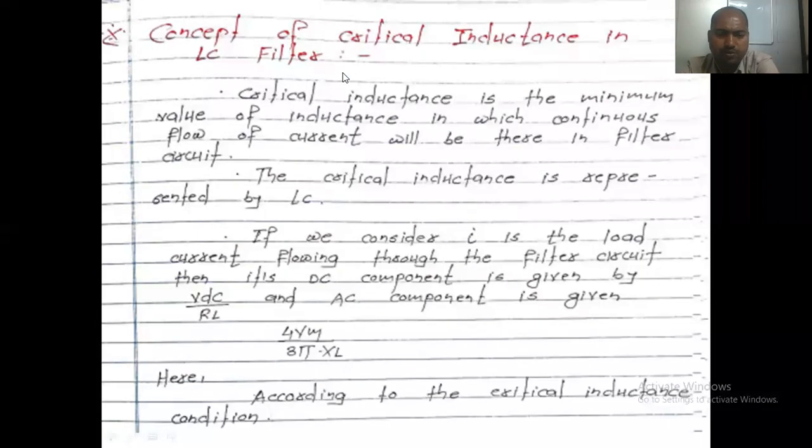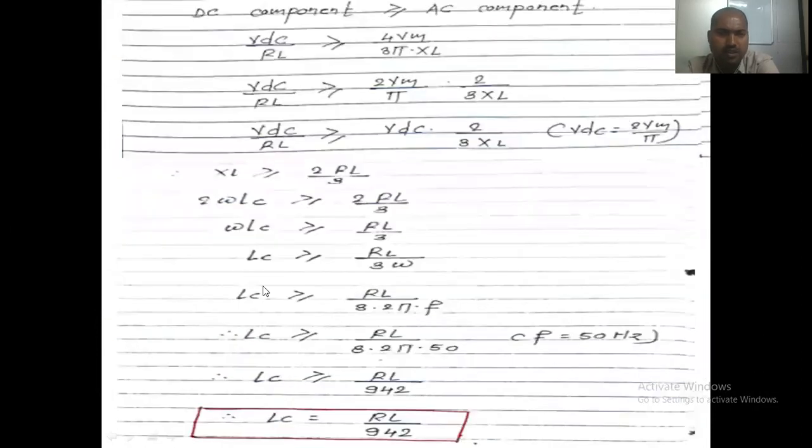Because we know that there are two components. The DC component is considered as VDC by RL, and the AC component is considered as 4 Vm by 3 pi XL. For the critical inductance, the value of the DC component must be greater than or equal to the AC component value. So VDC by RL is greater than or equal to 4 Vm by 3 pi XL.